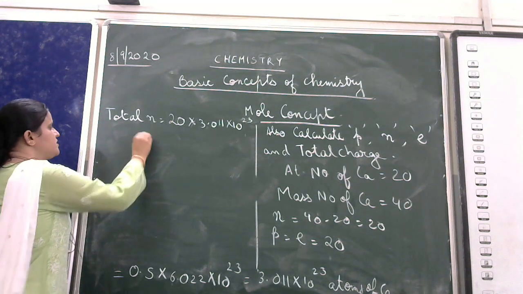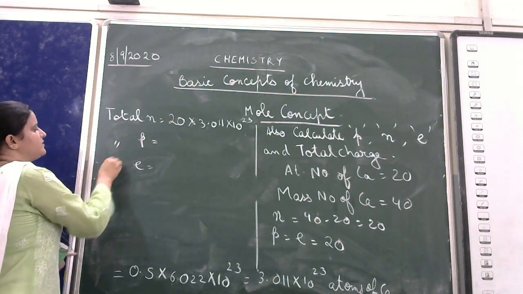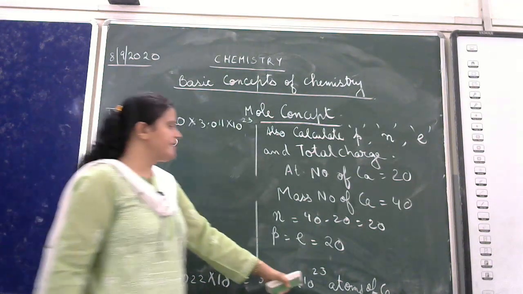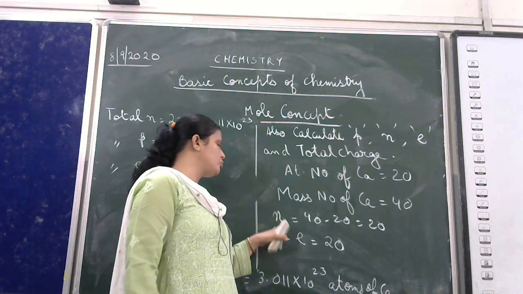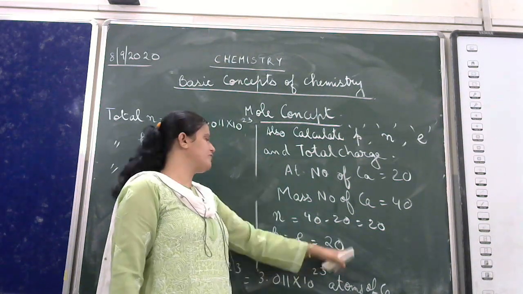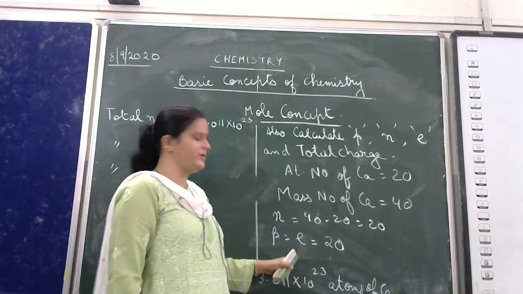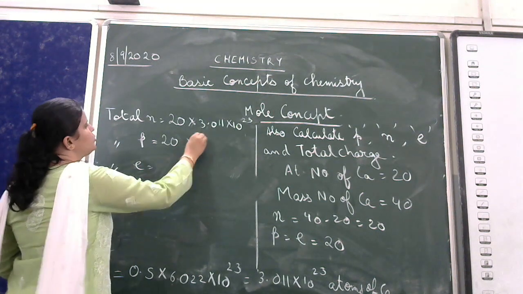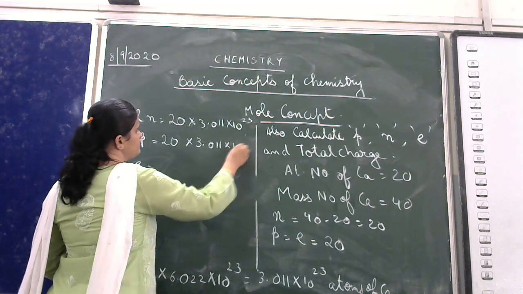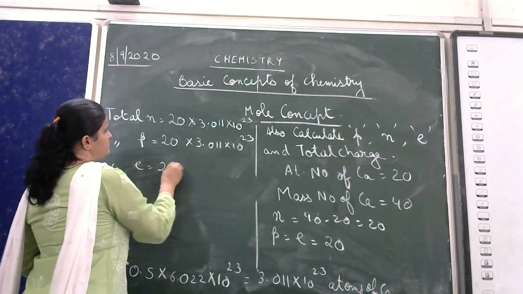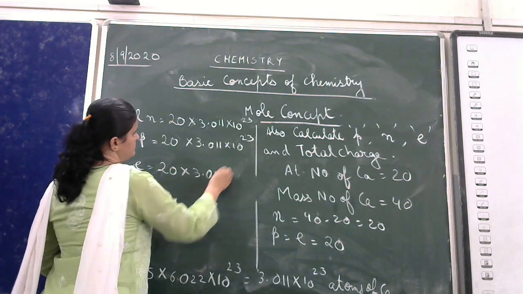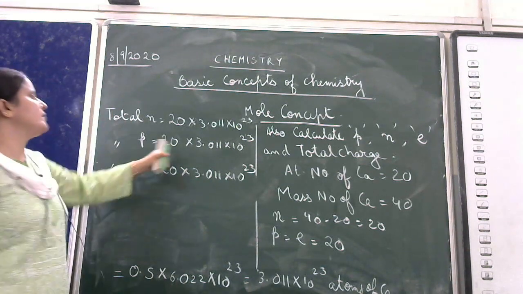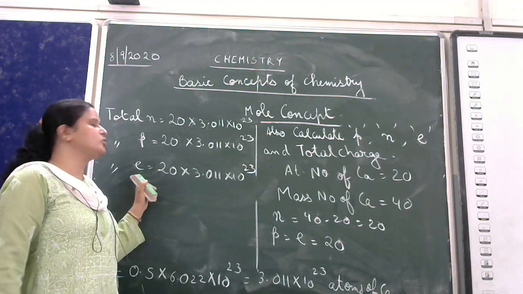Similarly, my protons and electrons will also come to the same value. That is, in one atom of calcium, I have 20 neutrons, 20 protons, and 20 electrons. So in this many atoms, just by the unitary method, we multiply. These are your total number of neutrons, protons, and electrons.